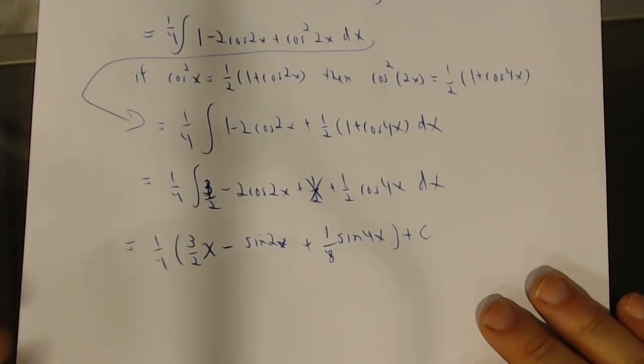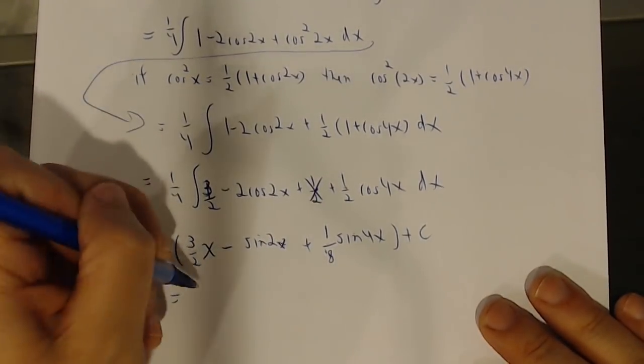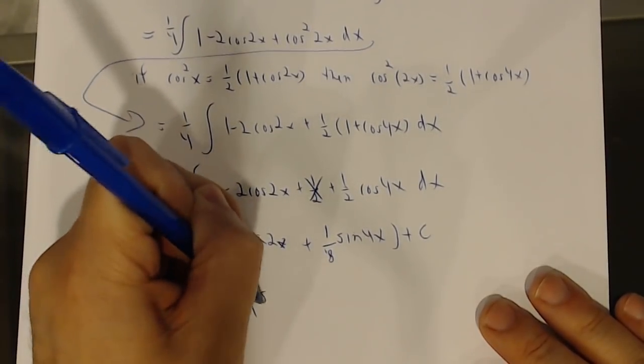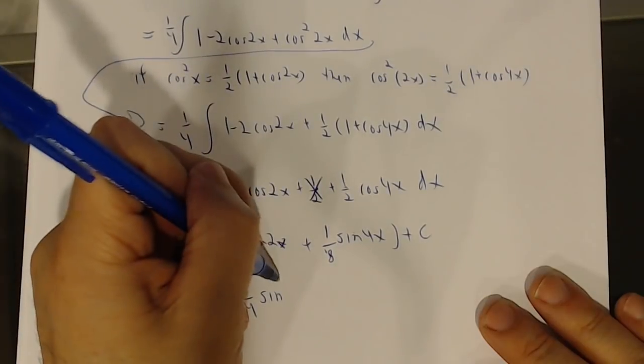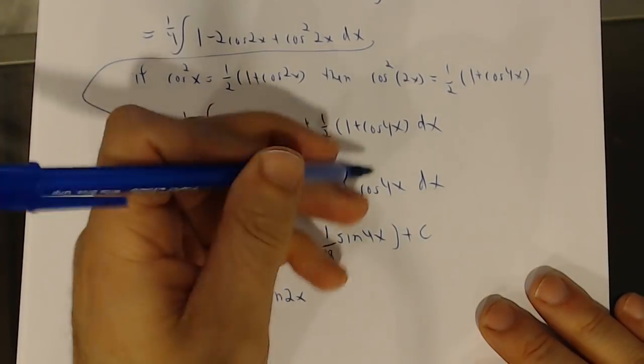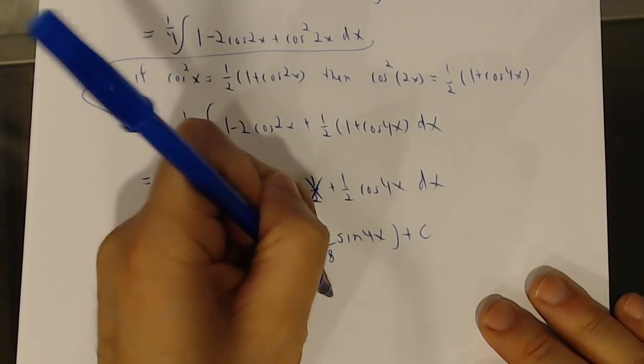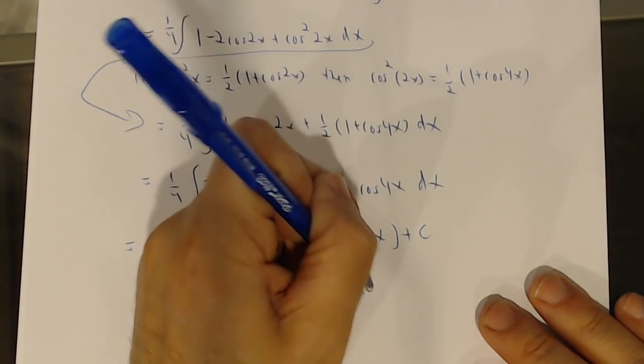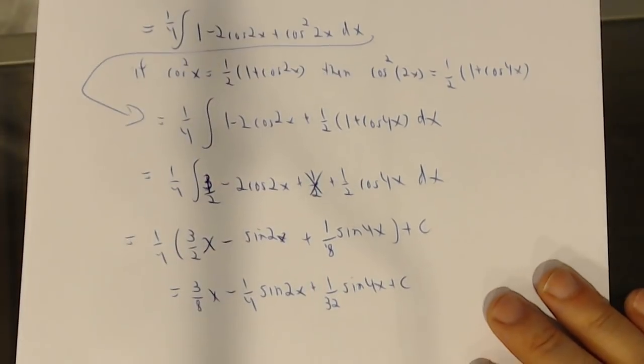Okay, so once you have that, distribute the 1/4, and then we're done. So this becomes 3/8 x minus 1/4 sine of 2x plus 1/32 sine of 4x plus c. And there you have it.